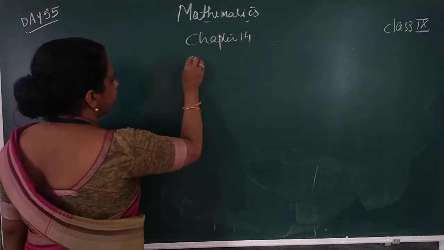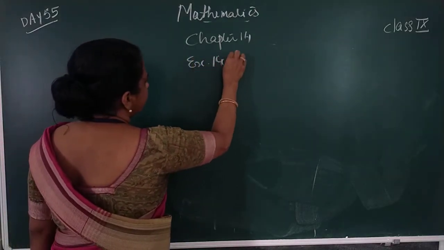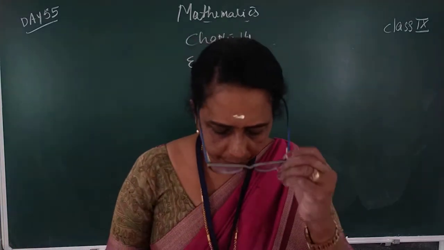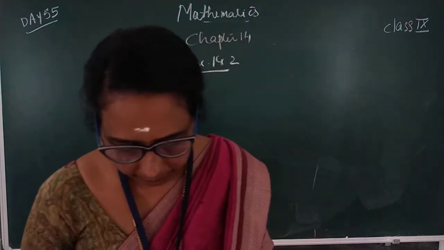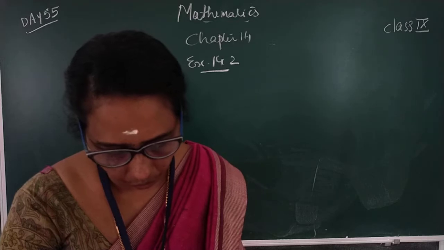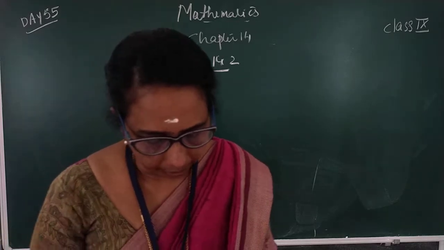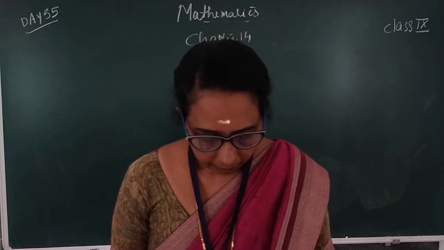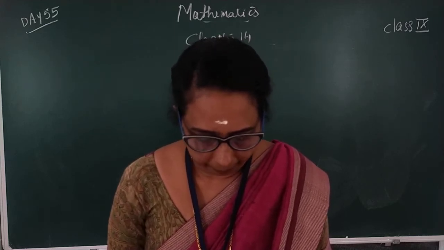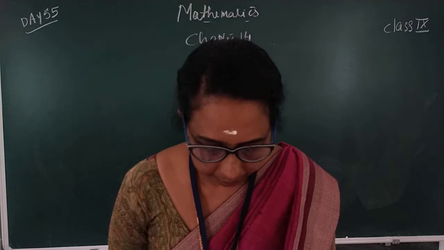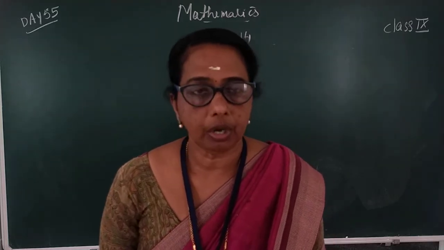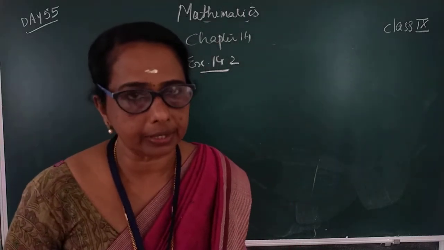That is exercise 14.2. First question. The blood group of 30 students of class 8 are recorded as follows. Blood groups are given: A, B, O and AB. Represent this data in the form of a frequency distribution table. You have to represent the data in the form of a frequency distribution table.